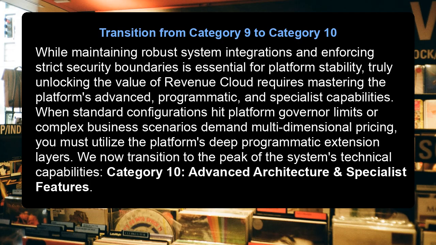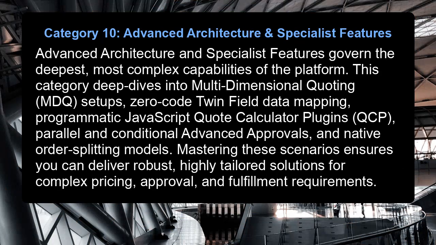Category 10, Advanced Architecture and Specialist Features. Advanced architecture and specialist features govern the deepest, most complex capabilities of the platform. This category deep dives into multi-dimensional quoting MDQ setups, zero-code twin field data mapping, programmatic JavaScript quote calculator plugins QCP, parallel and conditional advanced approvals, and native order splitting models. Mastering these scenarios ensures you can deliver robust, highly tailored solutions for complex pricing, approval, and fulfillment requirements.